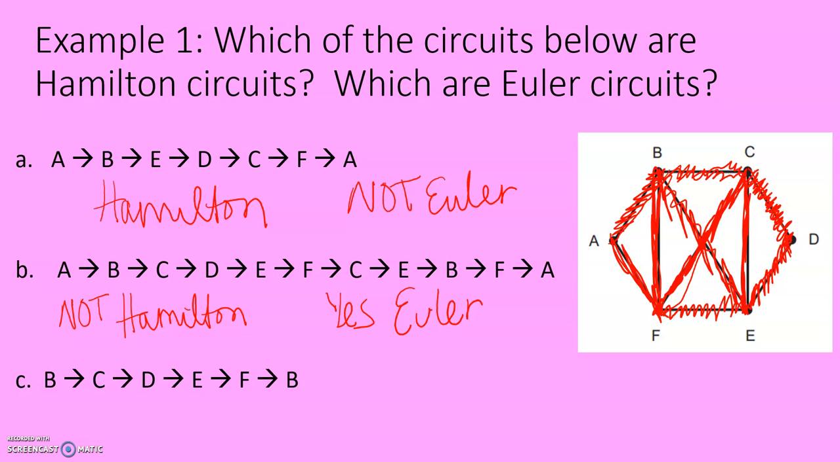And the last one there, B, C, D, E, F, B. Again, we can see that vertex A is not used, so it's not a Hamilton circuit. Since vertex A is not used, A to F doesn't happen and A to B doesn't happen either, so it's not an Euler circuit either.